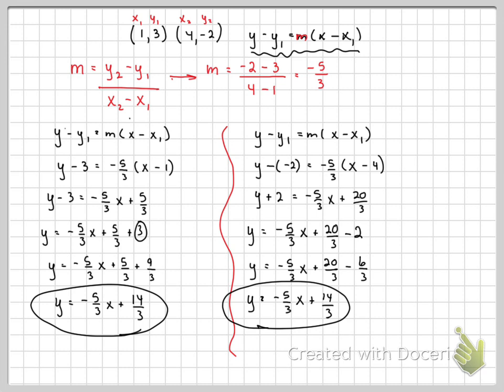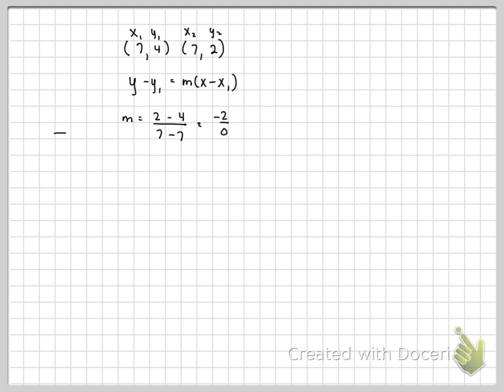Okay? So now what we're going to do, one more example here. Write the equation of the line that goes through these two coordinate points, okay? So y minus y1, so that's our point slope form. So let's find the slope. Here's x1, y1, x2, y2. So y2 minus y1 over x2 minus x1.